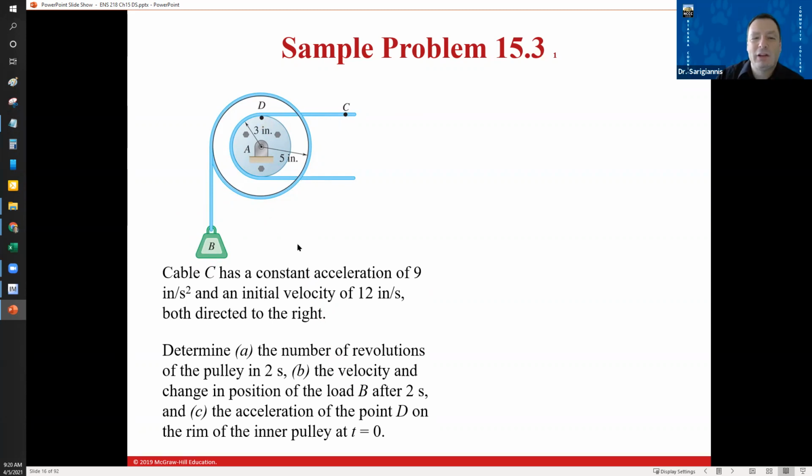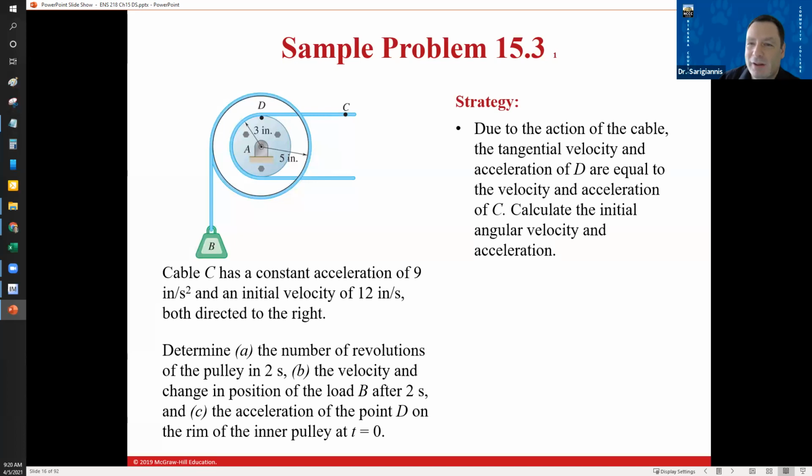So some of this stuff is a rehash of old principles, but now that we're in a rotational frame of reference, it makes it a little different and a little trickier to deal with.